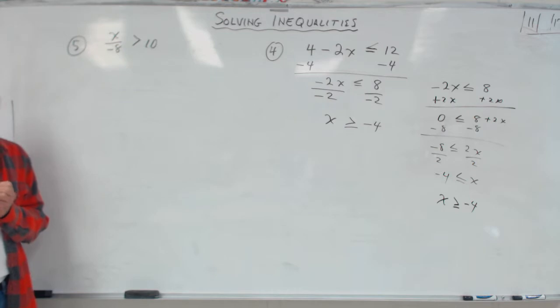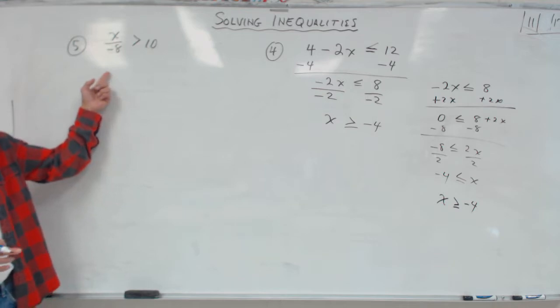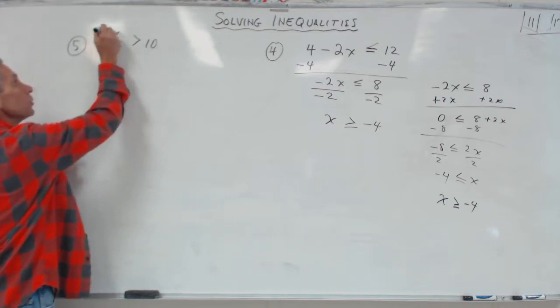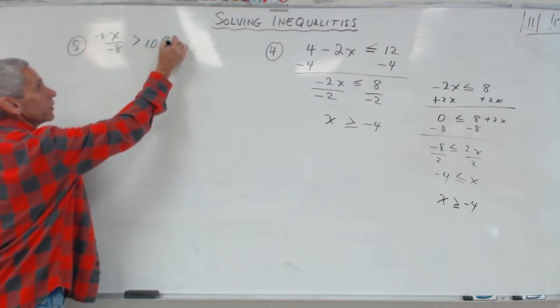What's the trick I told you? When there are fractions in an equation, what's that trick that I taught you? It was on the homework last night. You have to multiply everything by the denominator, right? So I don't like the fraction. I want to get rid of the fraction, right? So immediately I see the denominator is negative 8. So I'm going to multiply this times negative 8, and I'm going to multiply this times negative 8, right?